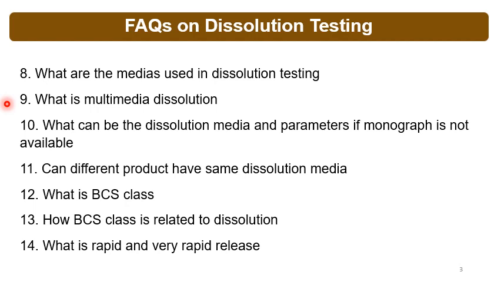Then number 10 question, what can be the dissolution media and parameters if a monograph is not available? So if a monograph is not available, then an in-house method is required to be developed, and the in-house method is developed considering the drug molecule properties, drug solubility, BCS class, and the formulation design.